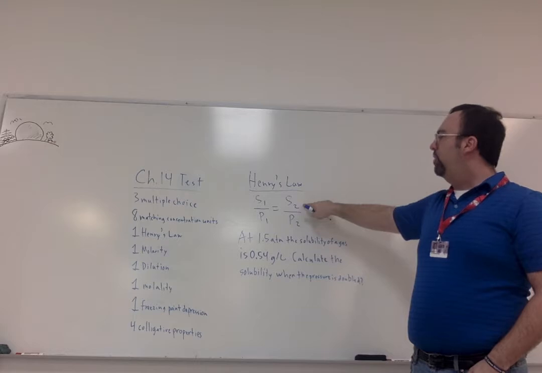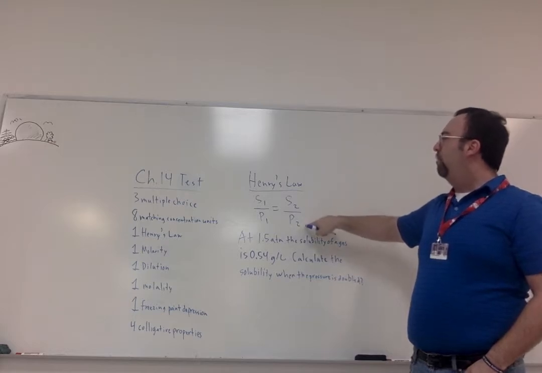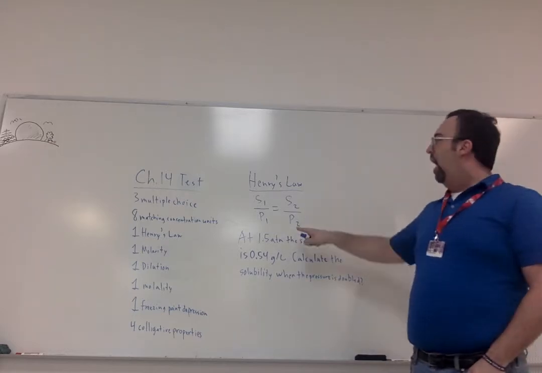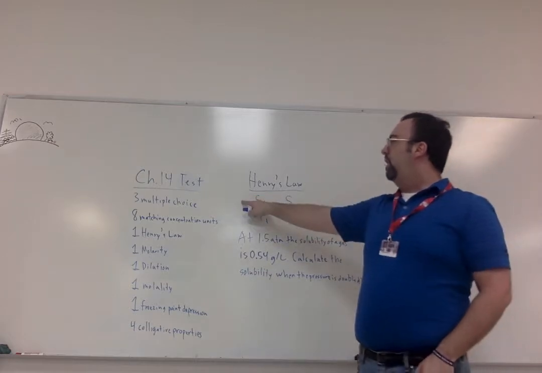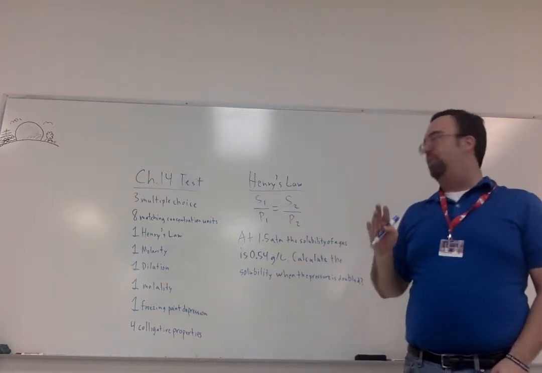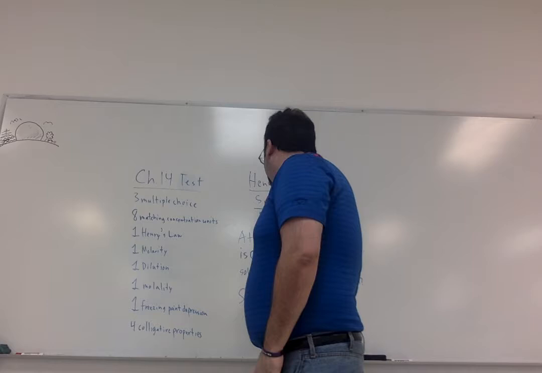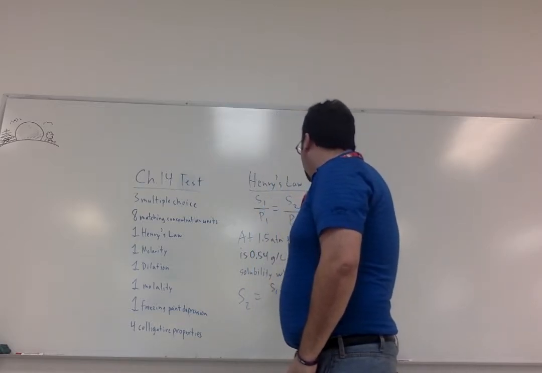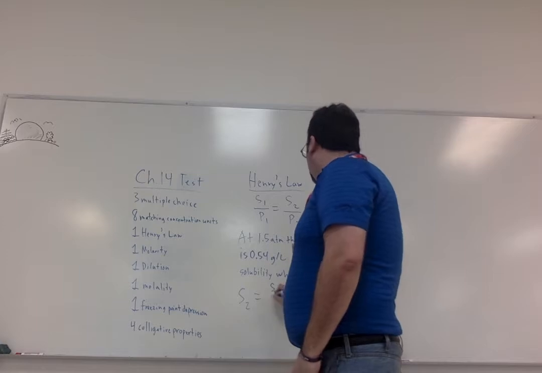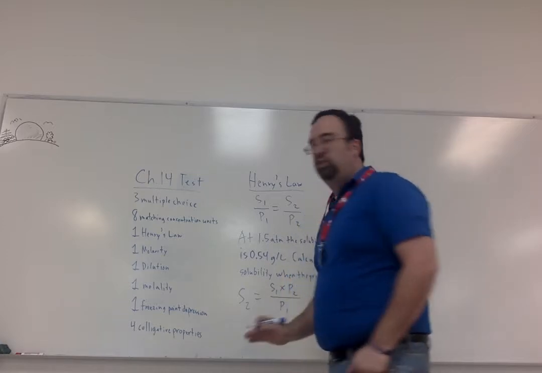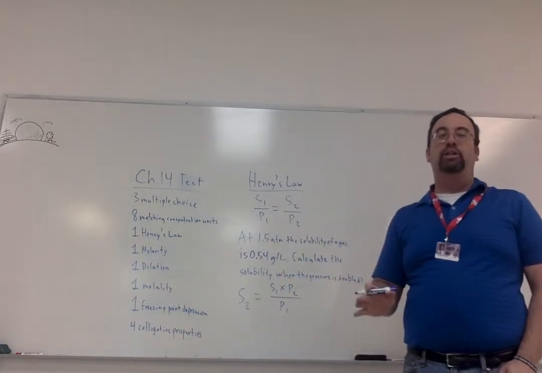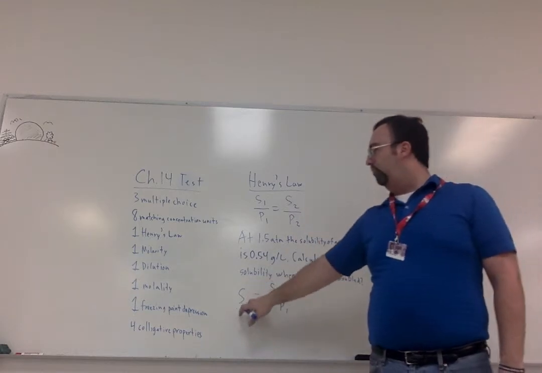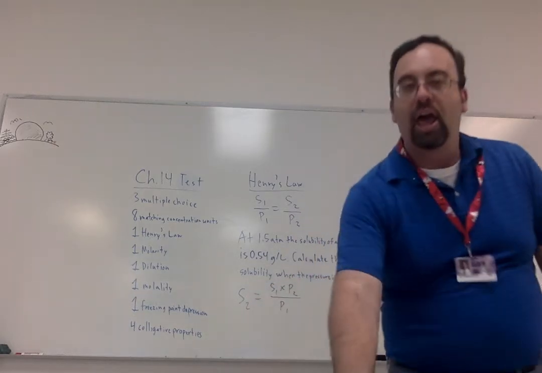I'm going to rearrange this equation just a little bit. I'm going to move the P2 to the other side by multiplying both sides by P2. S2 is therefore equal to S1 times P2 over P1. So I rearranged Henry's Law to solve for S2, which is my new solubility.